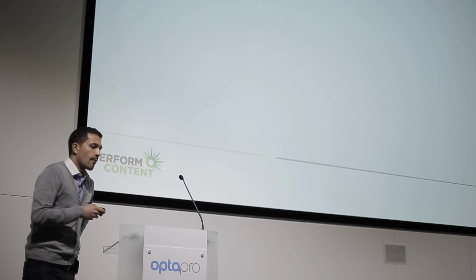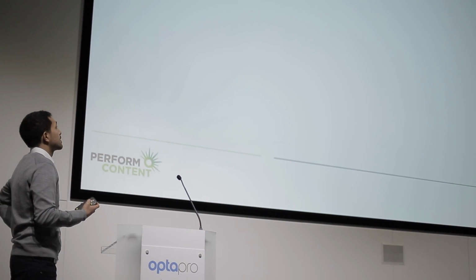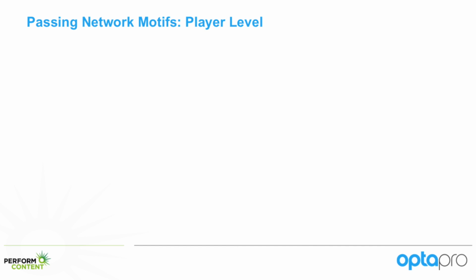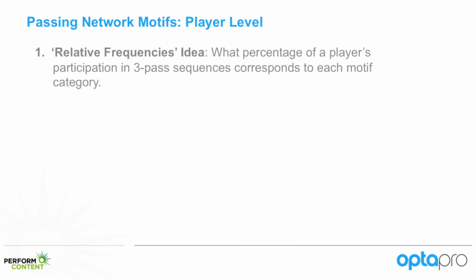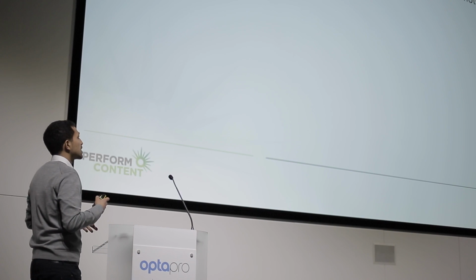But I took that idea and I wanted to translate it to a player level, to recruitment. That was the ultimate objective. So how do we translate this idea to a player level? First idea might be the relative frequency idea. We're going to do the same thing that we just did for teams. We're going to see players' participation in different passing sequences, and what percentage of a player's sequences correspond to which of the five categories. It's basically the same thing we just did for teams.